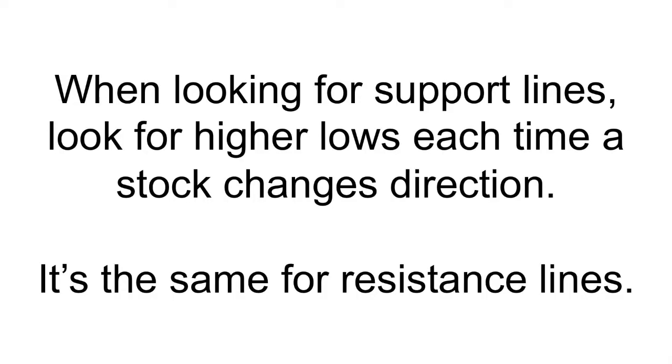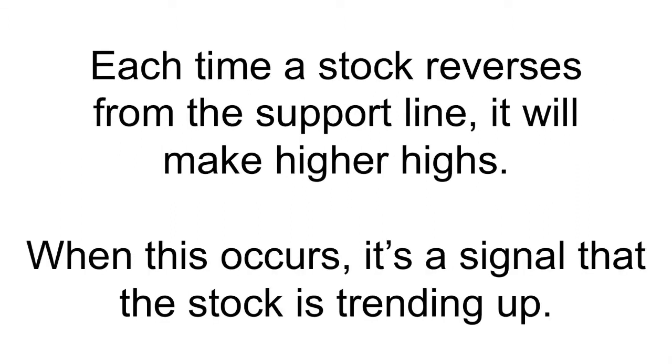Both support and resistance lines don't just move sideways, with a stock just bouncing between 2 price points. They can move up and down. Think of it like this. When looking for support lines, look for higher lows each time a stock changes direction. It's the same for resistance lines. Each time a stock reverses from the support line, it will make higher highs. When this occurs, it's a signal that the stock is trending up.